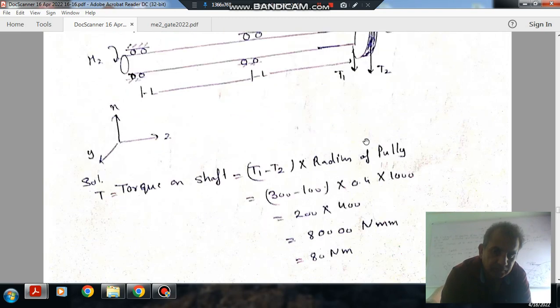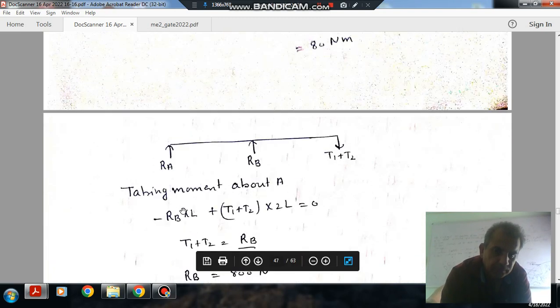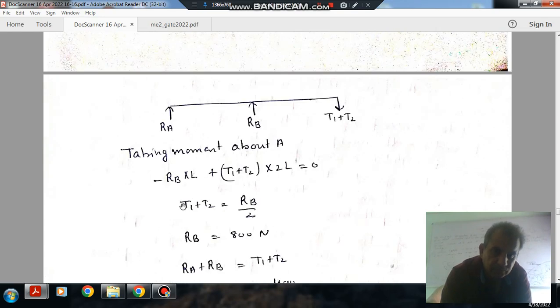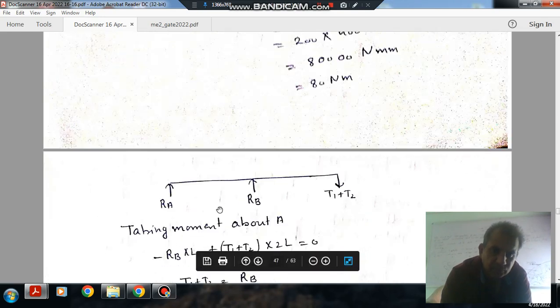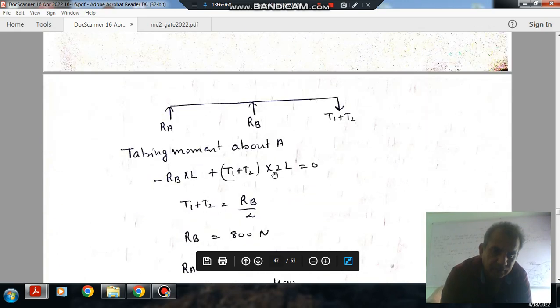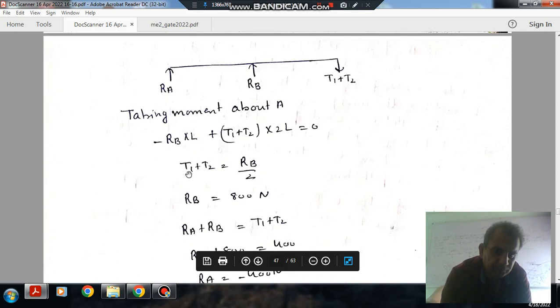This force is T1 plus T2. Taking moment about A, RB into L, taking anti-clockwise as minus, and T1 plus T2 into 2L. As T1 plus T2 is 300 plus 100, that is 400, L will cancel out, and so RB will be 800.